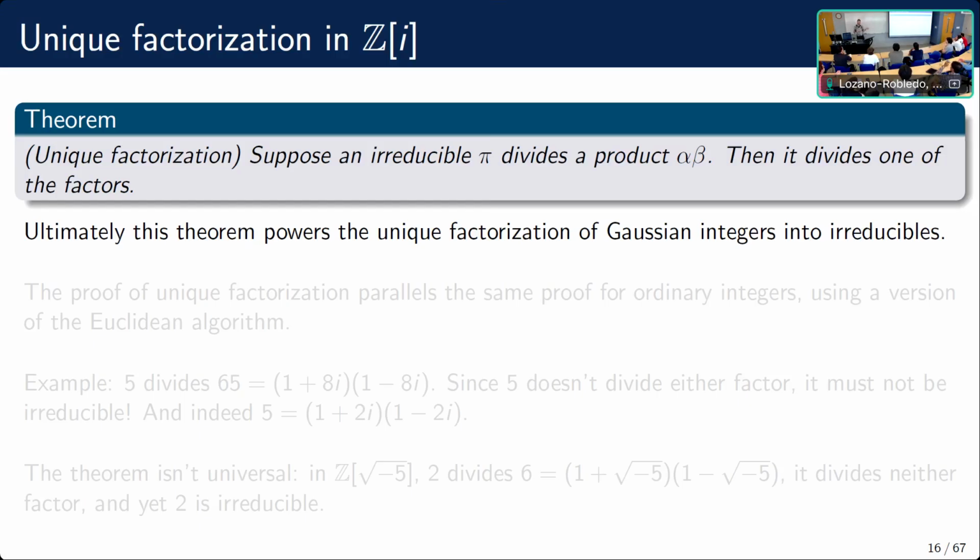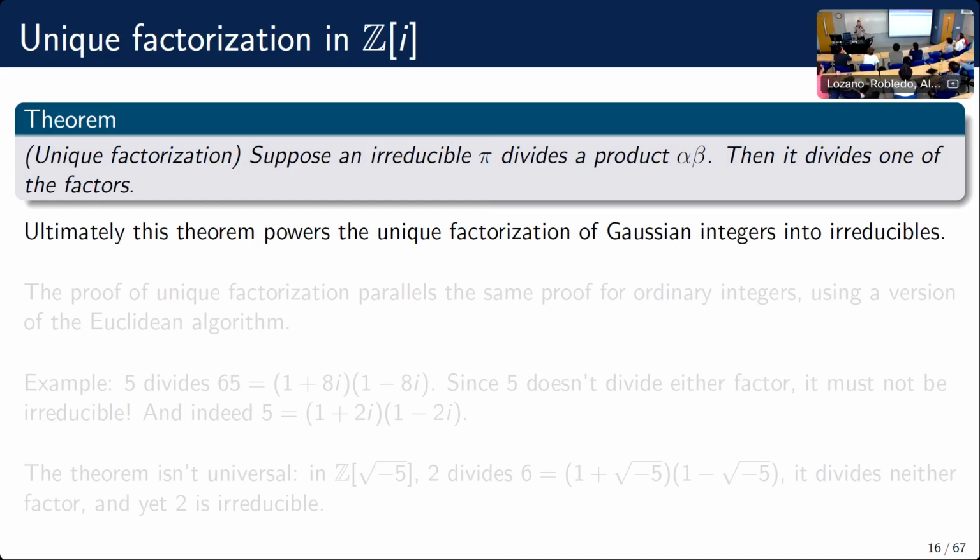Was that expression unique? Well, if a product of irreducibles equals another product of irreducibles, then you pick one of the irreducibles on this side, it divides a product on the other, and then you apply this theorem. It would have to divide one of the factors, and you continue canceling out irreducible by irreducible until you see that the two factorizations were actually the same. So that's why I'm calling this, for the purposes of this talk, unique factorization. Ultimately, this theorem powers the unique factorization of Gaussian integers into irreducibles.